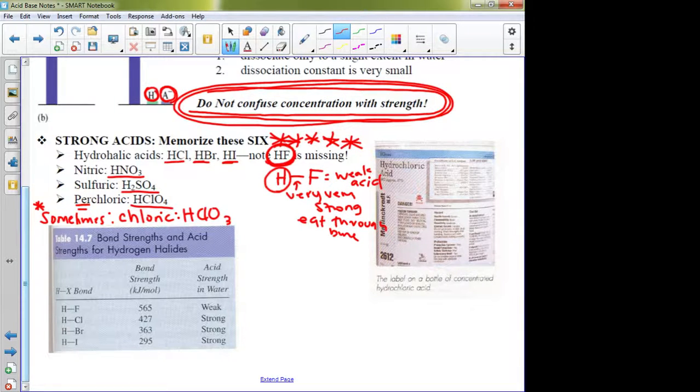So these 6, HCl, HBr, HI, HNO3, H2SO4, HClO4. Those are your 6 strong acids, and you need to remember them. Same ones we did last year. Promise.